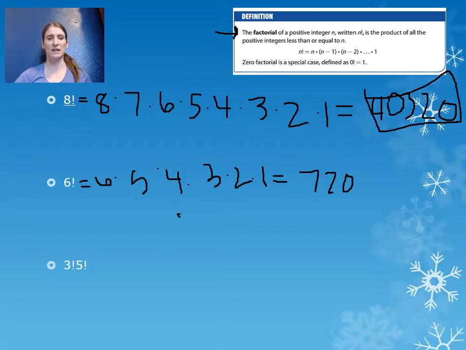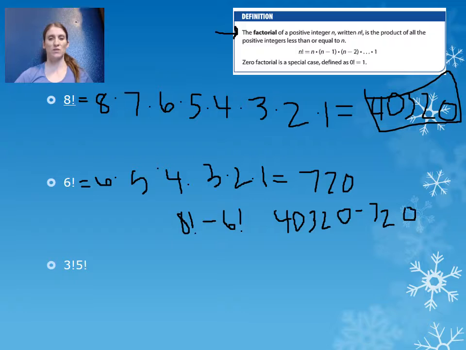Now, before I go to that last question there, what would happen if you had a question that said maybe 8 factorial minus 6 factorial? So we've already found both of these, and this is what I would suggest doing on questions like this. Take whatever factorials they give you, find those first, and then perform the operation in between. So this would be 40,320, and we would subtract 720 from it.